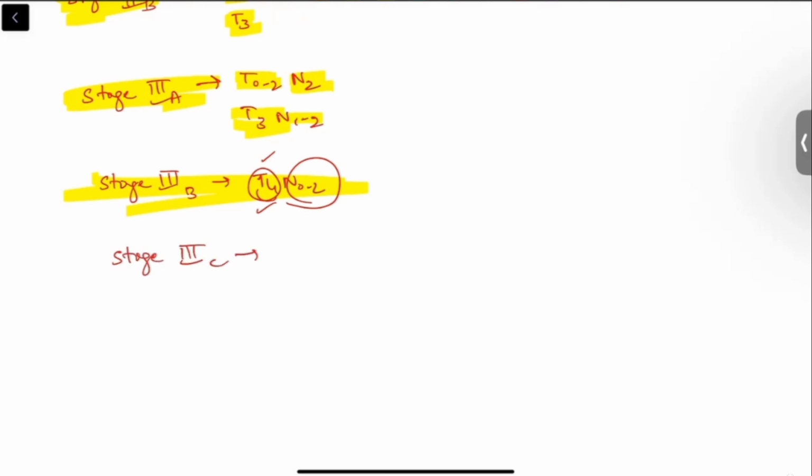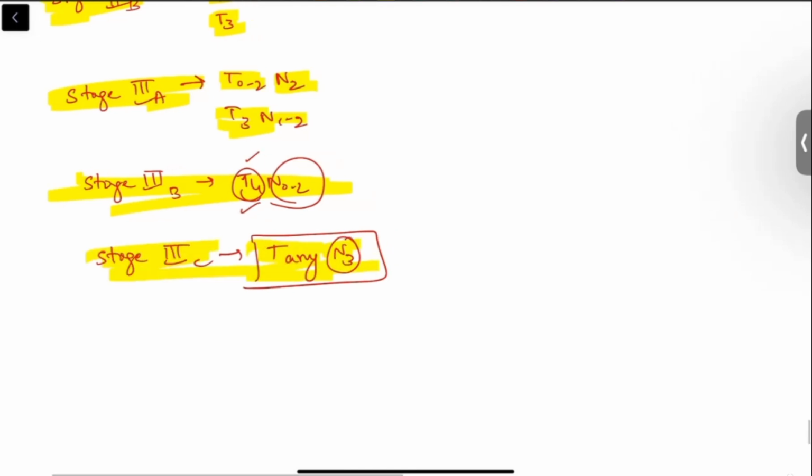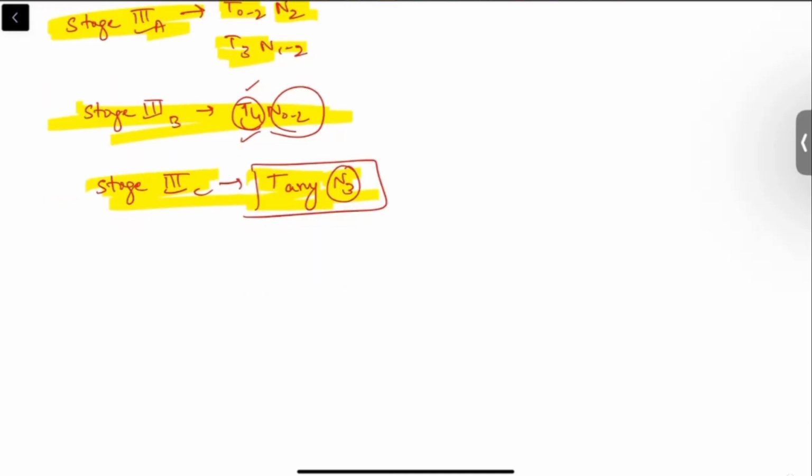And again stage 3C is T any. It can be T0 to T4 and N being 3. N3 means it has spread to ipsilateral infraclavicular, or both axillary and internal mammary, or ipsilateral supraclavicular nodes. So irrespective of the size of the tumor or anything, if there is N3, then it is classified under stage 3C. Stage 4 is if it has metastasized, that is M1. Stage 4: T any, N any, M1. So this is stage 4.